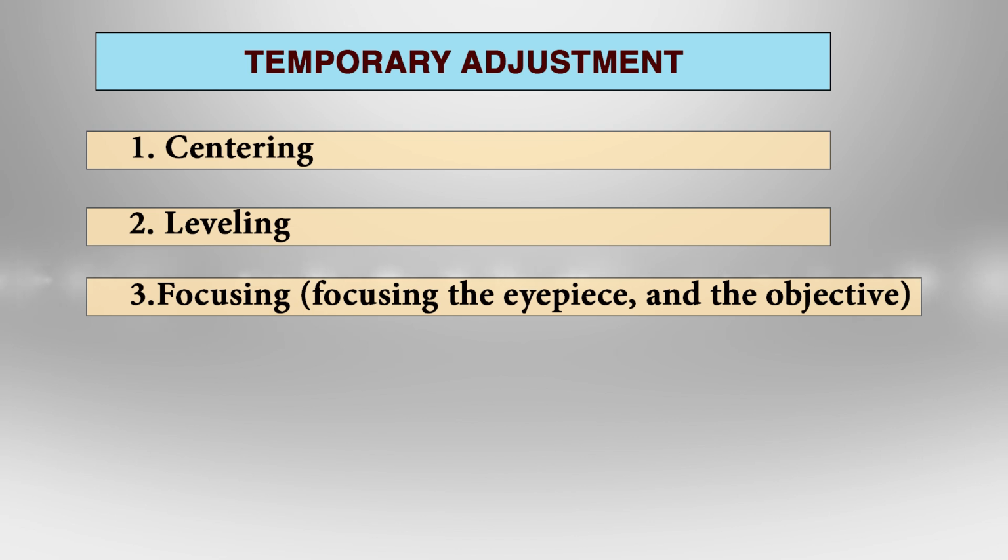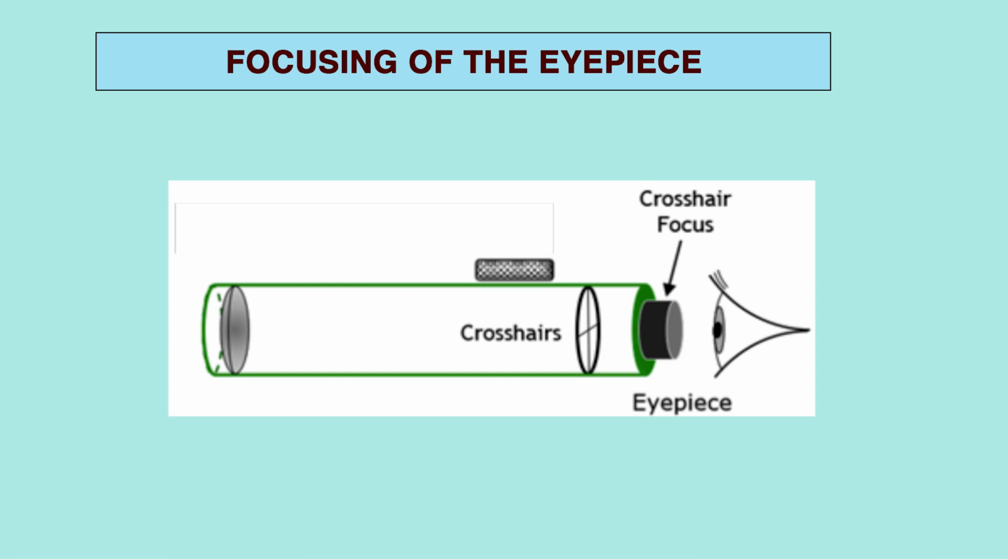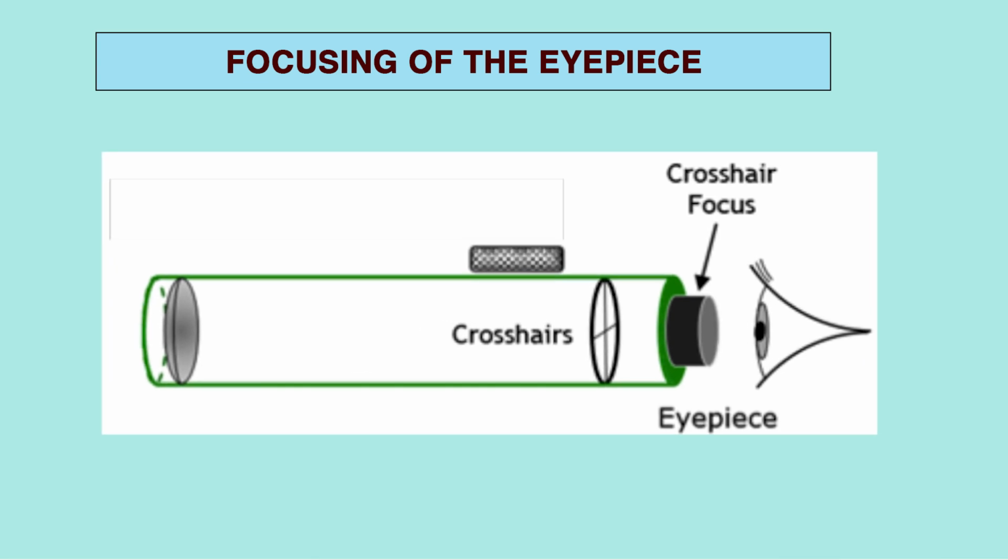The third temporary adjustment is focusing. We have to do focusing of the eyepiece as well as the objective. Focusing of the eyepiece involves an operation of bringing the crosshair to focus. The focusing position varies with the eyesight of the observer. If the same observer is taking the reading, this need not be done again and again. To focus the eyepiece, we adopt the following procedure.